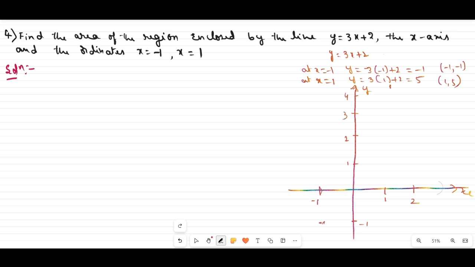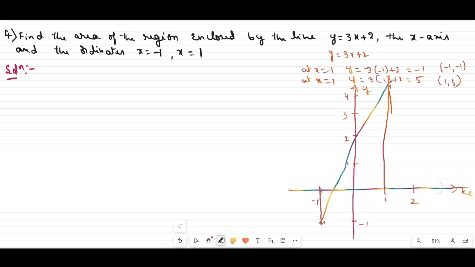While drawing in exams, please use a scale to join these 2 points with a straight line. I'm just writing a rough figure, so I'm not getting a straight line here. Now I think it is looking somewhat like a straight line. From this point, draw a perpendicular to the point 1, and from minus 1 also draw one perpendicular.